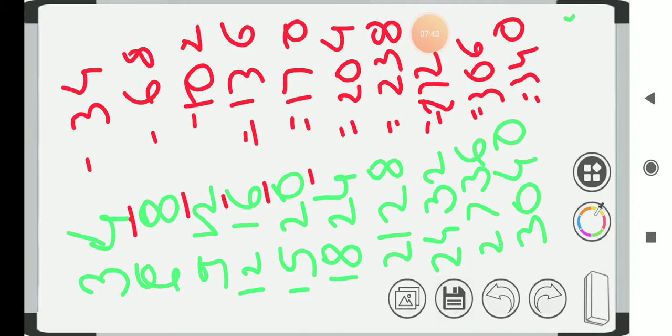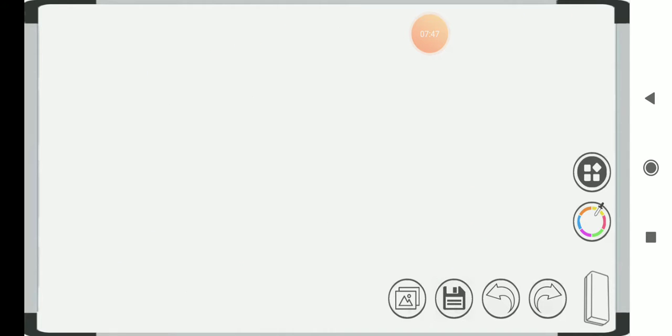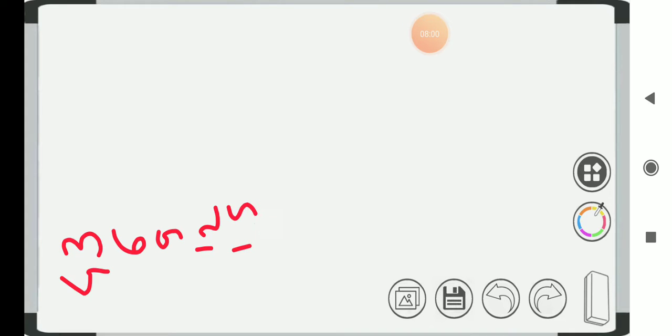This method you have to use. Once again I will explain one more example of this. Now see, 43. Easy. The 3 table: 3 ones are 3, 3 twos are 6, 3 threes are 9, 3 fours are 12, 3 fives are 15, 3 sixes are 18, 3 sevens are 21, 3 eights are 24, and afterwards 30.